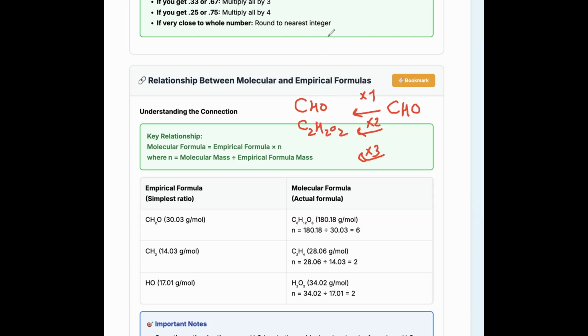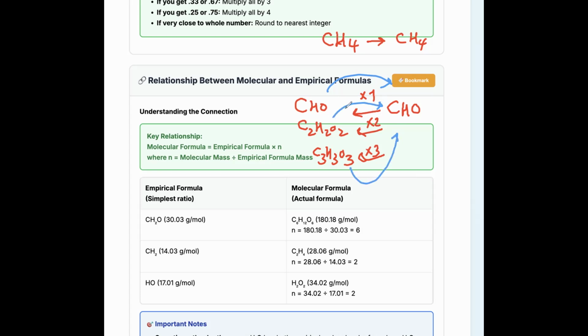Let's stop here. If I told you CH4, what is the empirical? It's still CH4 because you divide everything by 1. The smallest number is 1. So 1 divided by 1 is 1, and 4 divided by 1 is 4. Don't write 1 in the exam. I'm just explaining to you. If this is repeated twice, it is like that. If this is repeated 3 times, it is like that.